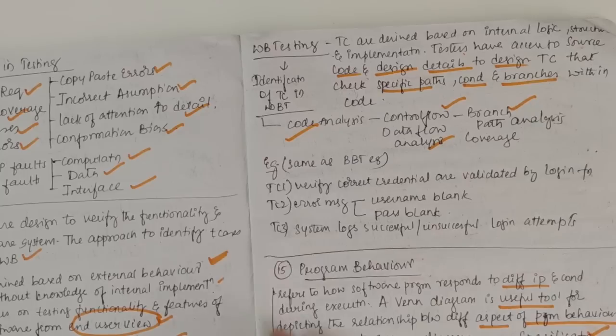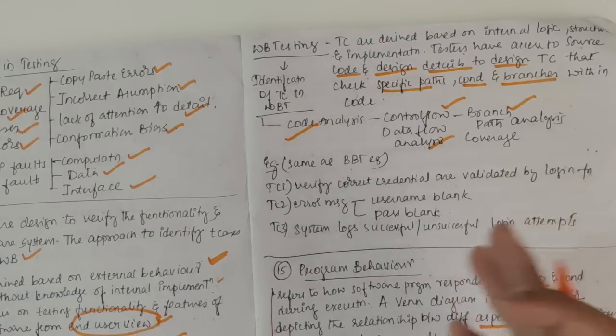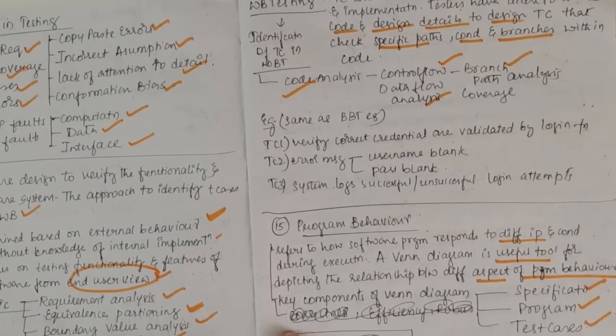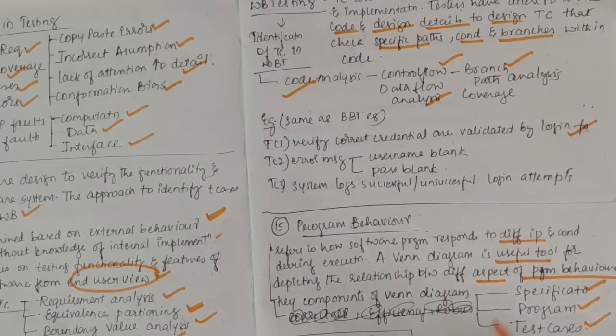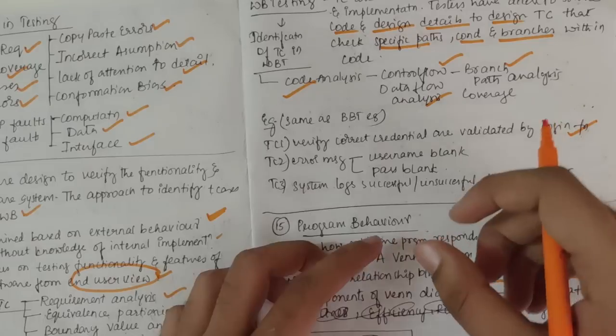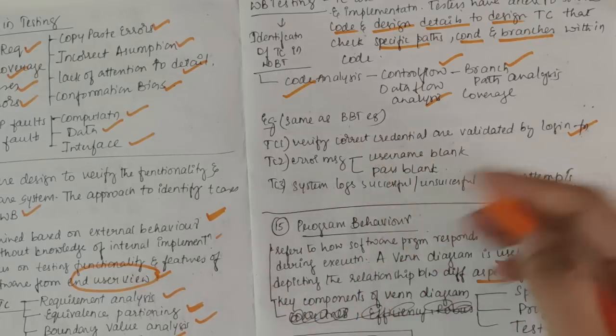So looking at the examples, let's consider the same scenario, that is, a user should be able to log in with username and password. Now let's see what are the possible test cases we can derive. The first one is to verify that the correct credentials are validated by the login function. Once the user gives valid credentials, they have to be checked on the back end, right? So that is one of the test cases.